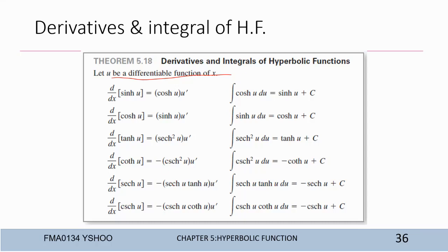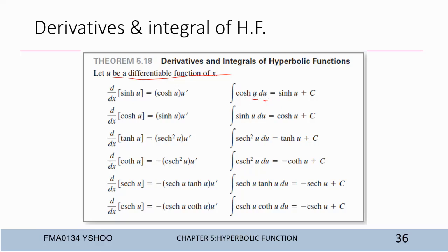Contrarily, for our integral, they will have the reverse, because the integral is the antiderivative, the reverse of our derivative. When we differentiate sinh, you get cosh, so when I integrate cosh, I will get sinh. This one needs a little bit of attention here: actually, this is cosh u du, not cosh u dx.